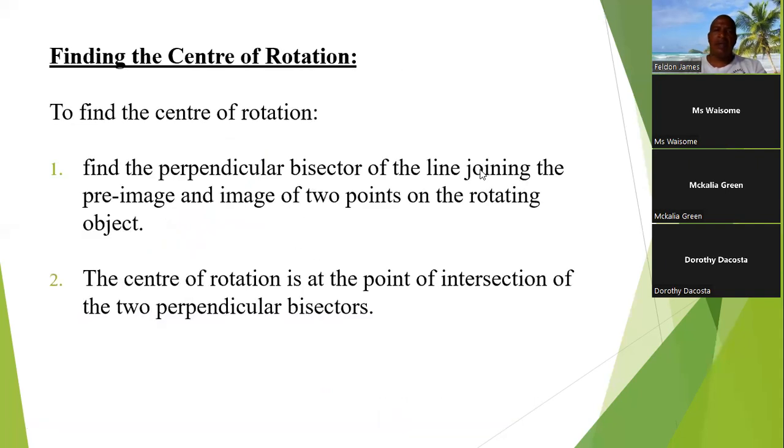All right, so here we have finding the center of rotation. To find the center of rotation, find the perpendicular bisector of the line joining the pre-image and the image of 2 points on the rotating object. So that's one. The center of rotation is at the point of intersection of 2 perpendicular bisectors. All right, so I'll have to show you this with an example.